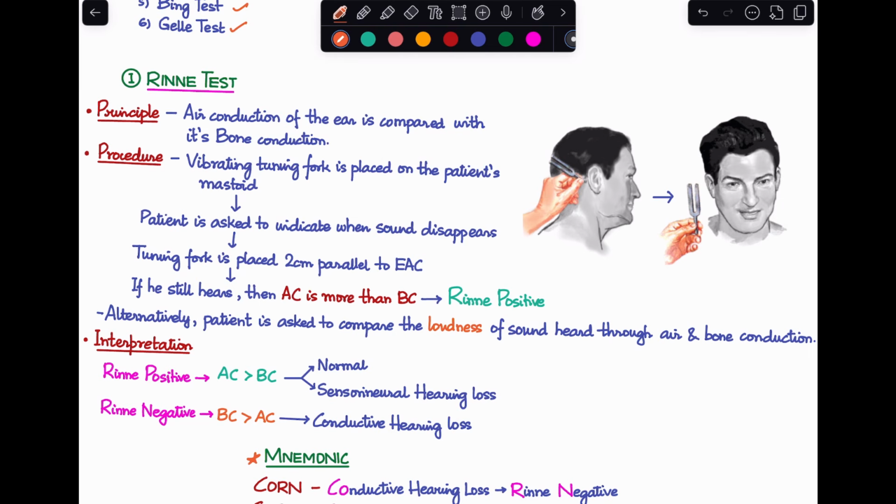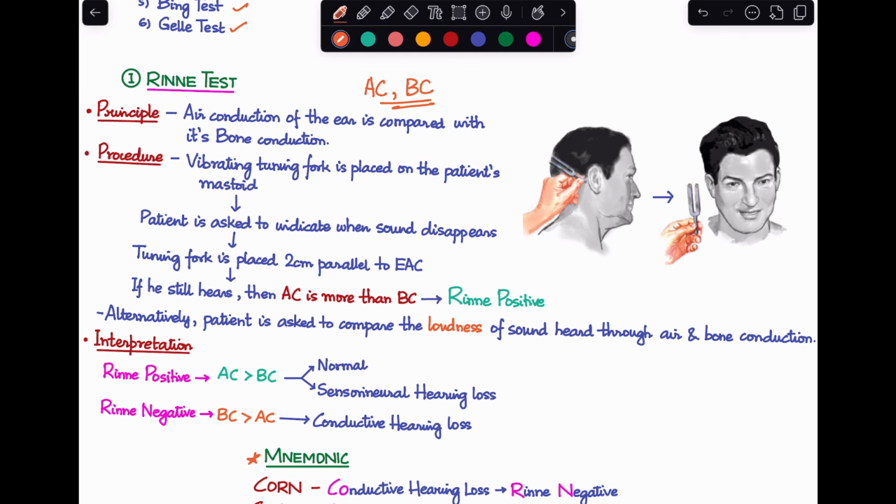So, first of all, is Rinne's test. Now, Rinne's test, the basic principle, what we are trying to see here, is we are trying to compare the air conduction of the ear with the bone conduction of the ear. So, we are doing both of these things in the same patient and we are comparing their air conduction with bone conduction. Now, how will we perform it?